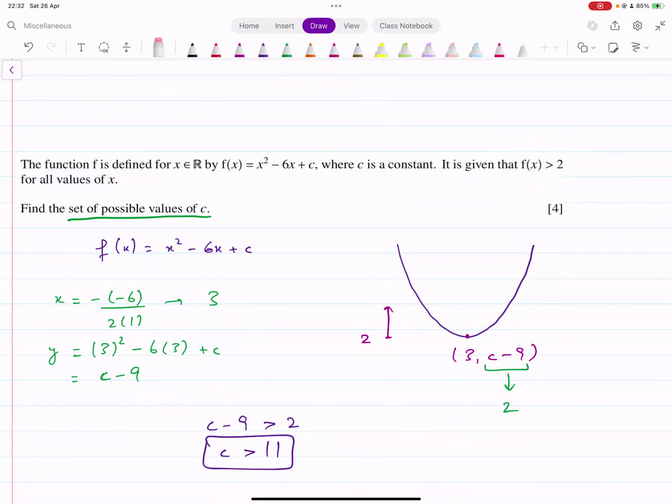We are getting that the turning point of this function, its y coordinate is c minus 9. So c minus 9, therefore, has to be always greater than 2. So we say c minus 9 is greater than 2. That gives us c greater than 11. All right? So that's another type of question that you will see in recent papers sometimes.